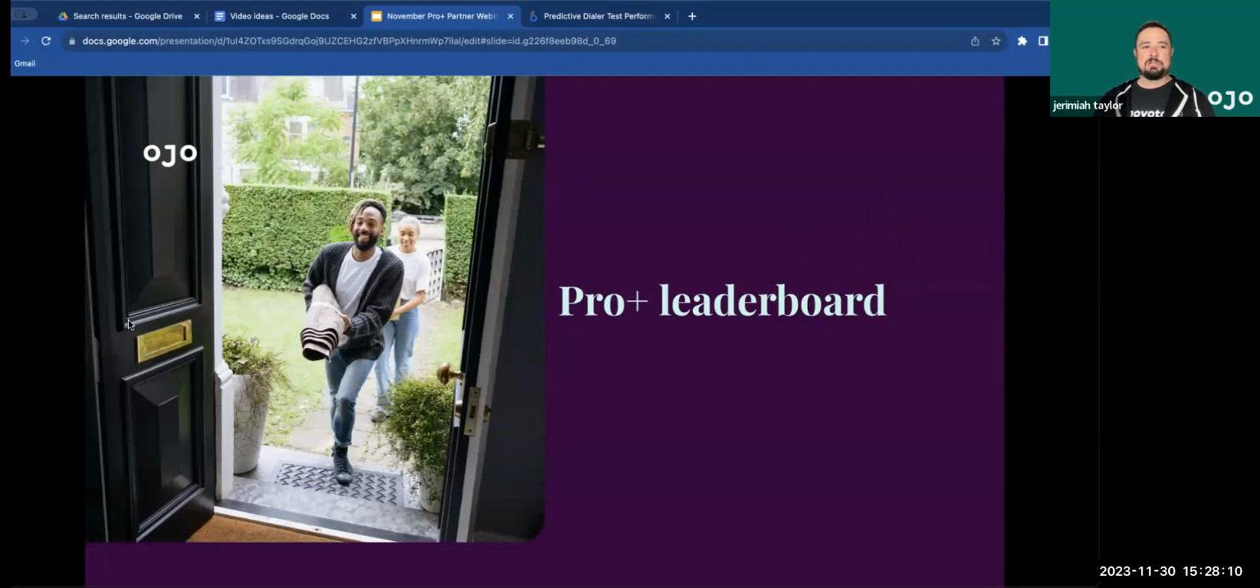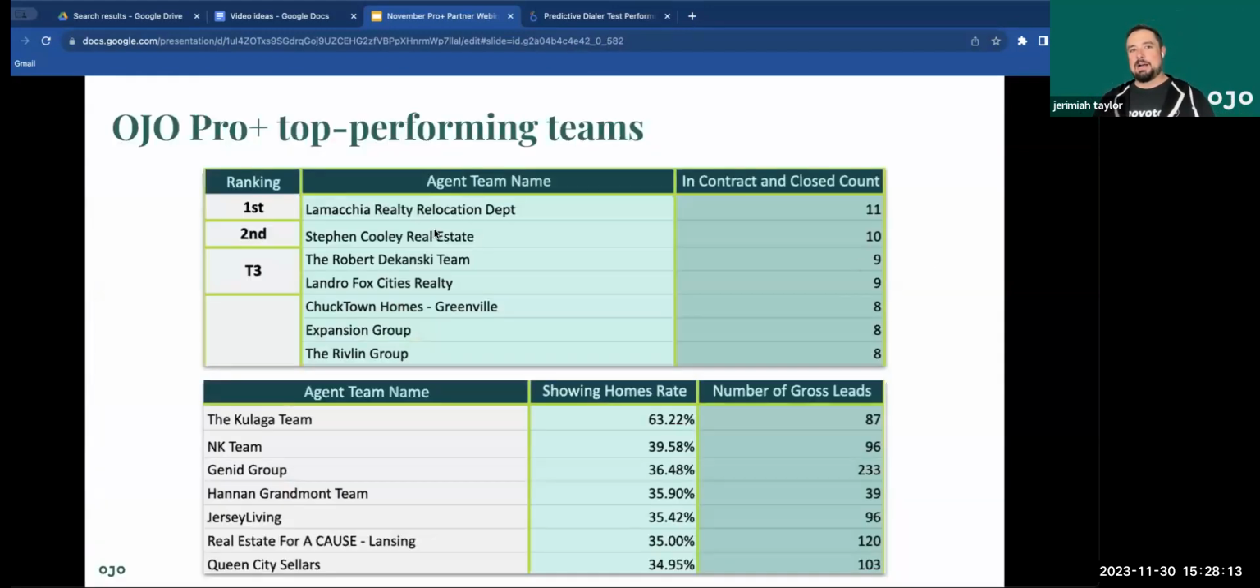So let's look at our leaderboard, and then we'll get into our panel. Big shout out to Mr. Lamacchia and the Lamacchia Realty Relocation Department. They are at the top of the leaderboard with 11 in contract and closed, followed by Stephen Cooley's team in the Carolinas with 10, the Dukanskis all the way down. Jeremy, I see you guys are on here with 8 in contract. That's great. Y'all are crushing it. Alex is on here with 8.